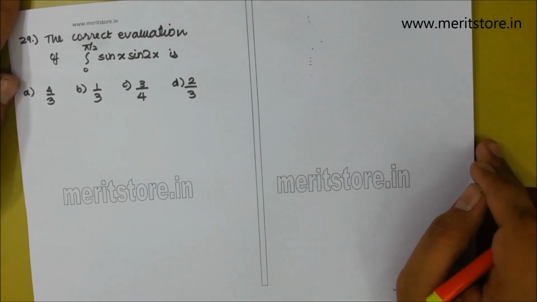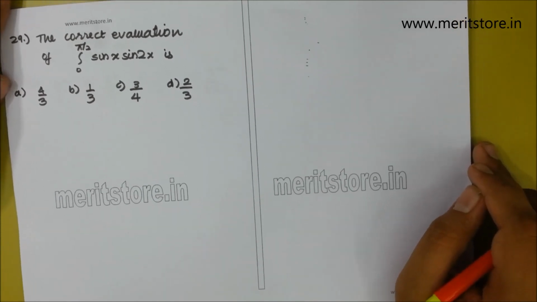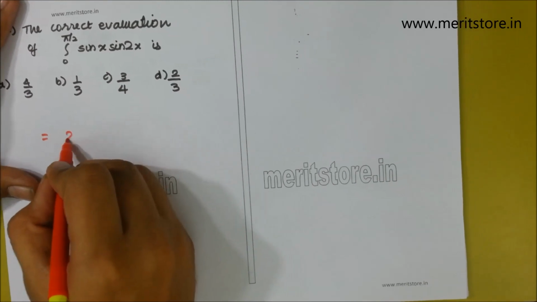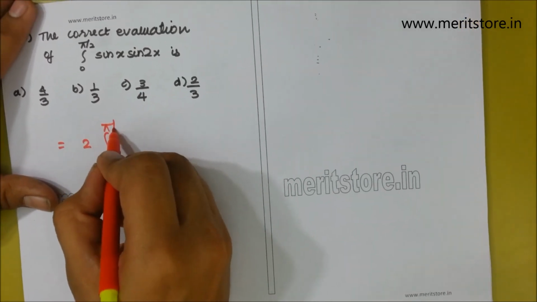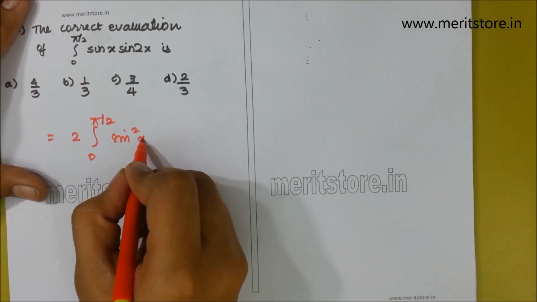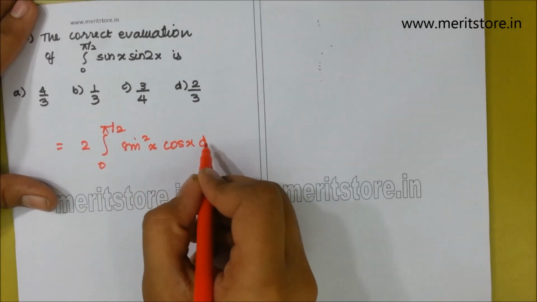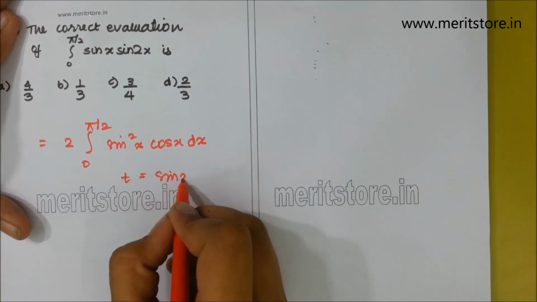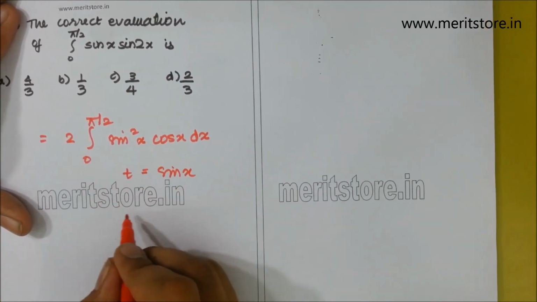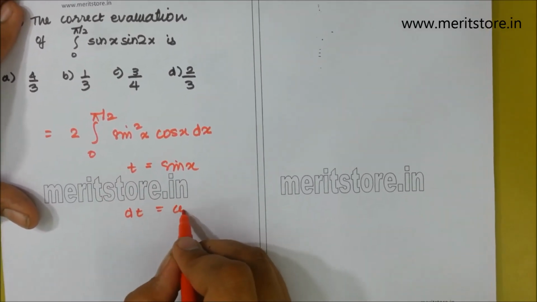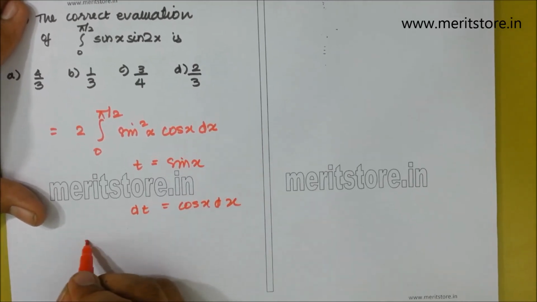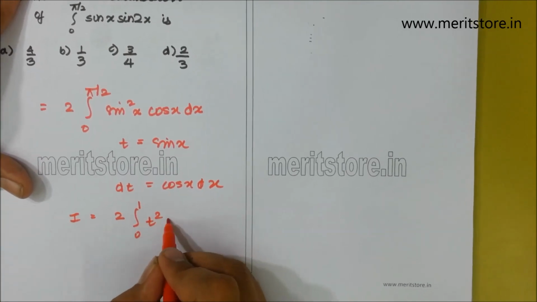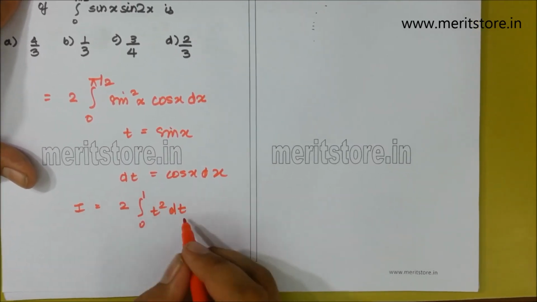The correct evaluation of integral of 0 to pi by 2 sin x sin 2x is. Now to evaluate this, 0 to pi by 2 sin square x into cos x dx. Now let us put t is nothing but sin x, taking differentiation on both the sides. Dt is equal to cos x dx. I is equal to 2 integral from 0 to 1 t square dt. Substituting the values, what we get is t square dt.